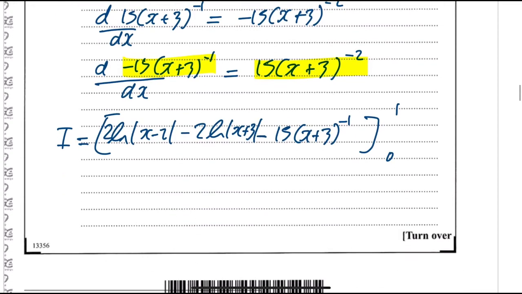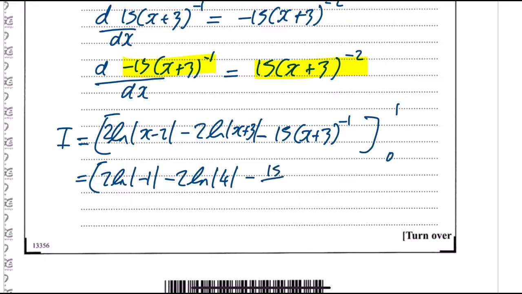So just take care on this. Very, very easy to make a mistake. And if I've made a mistake, I apologize. Here, so first bracket, so this is just putting in x equals 1. So you're going to have 2 times ln of modulus of 1 minus 2 is minus 1. Modulus of that will be, sorting that out in a wee second. Minus 2 times ln of modulus, and that will be 4. And then that's going to be minus 15 over 4. That's my first square bracket.